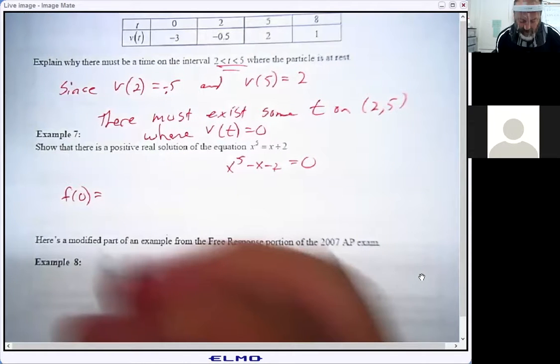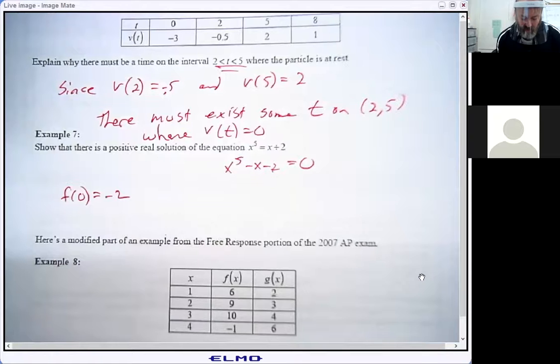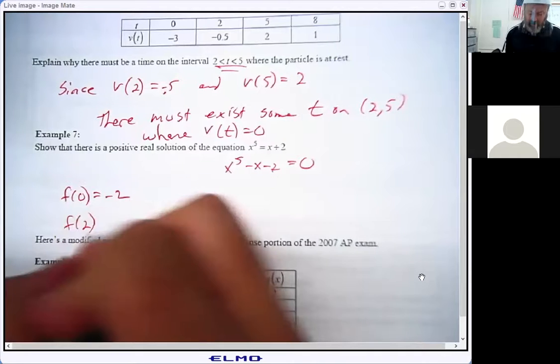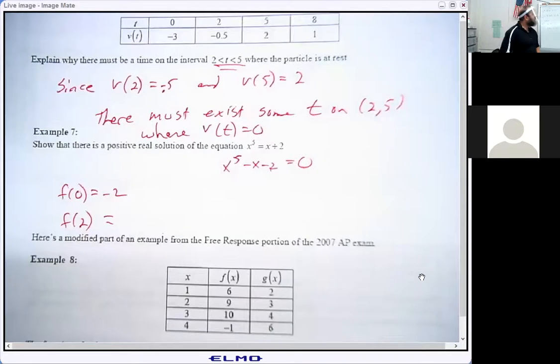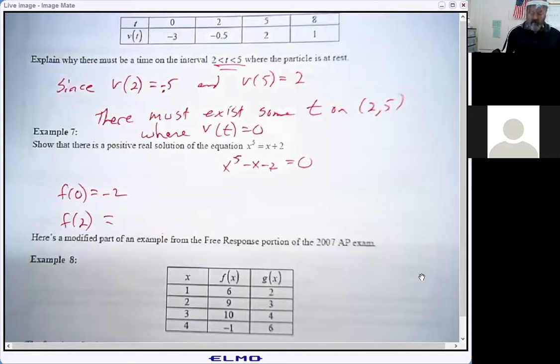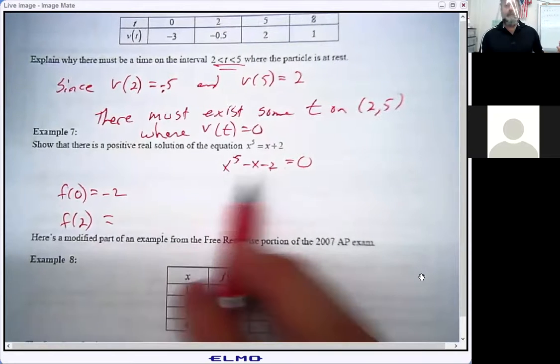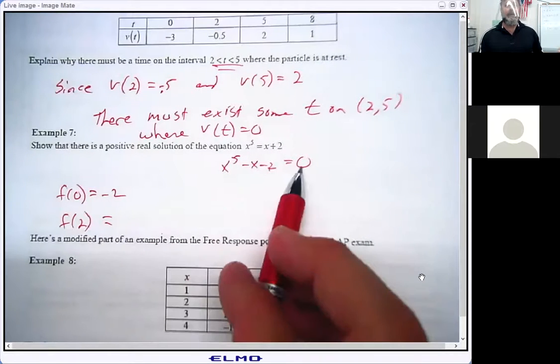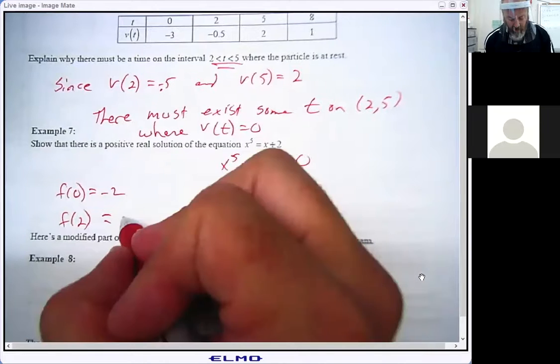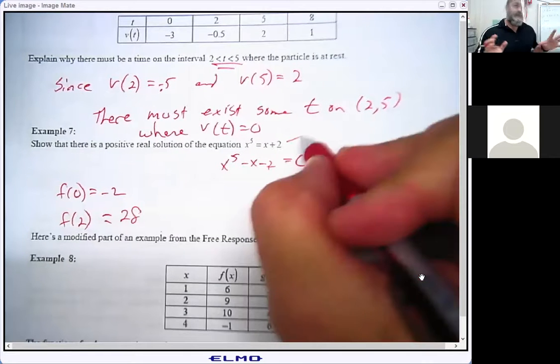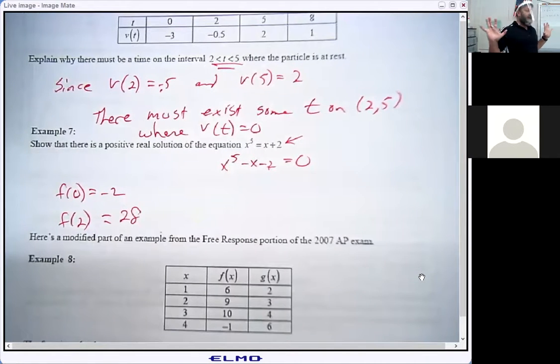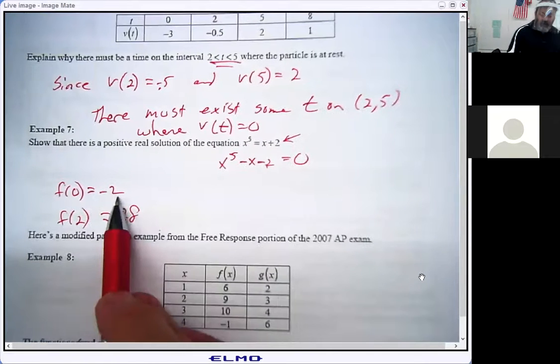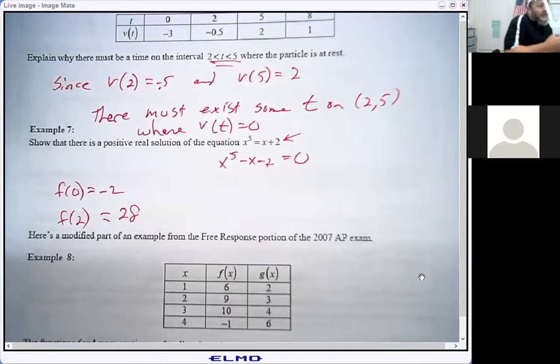It is negative 2. So let me ask you a question. What is f of positive 2? 32 minus 2 minus 2, I think 28. Is this a continuous function for starters? It's a polynomial, isn't it? So at 0, I got negative 2. At 2, I got positive 28. What can you then conclude? Did it have to cross in there somewhere?